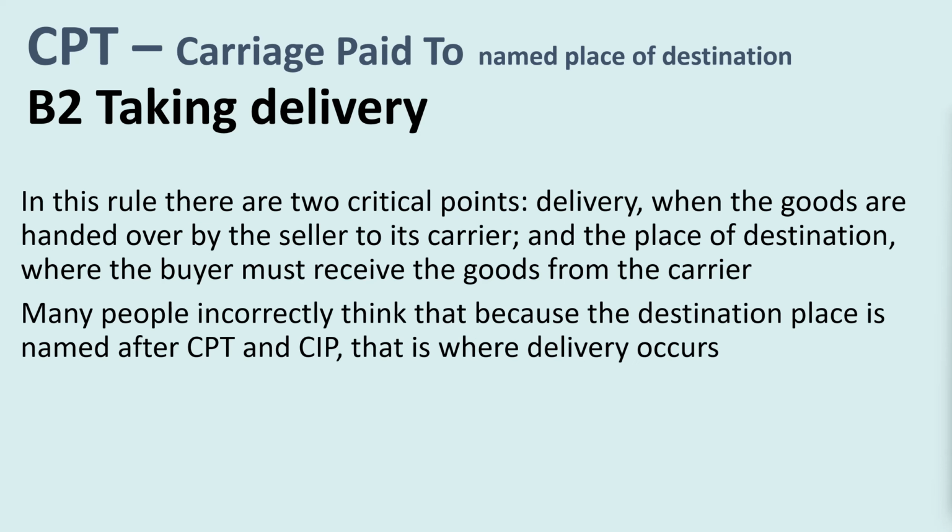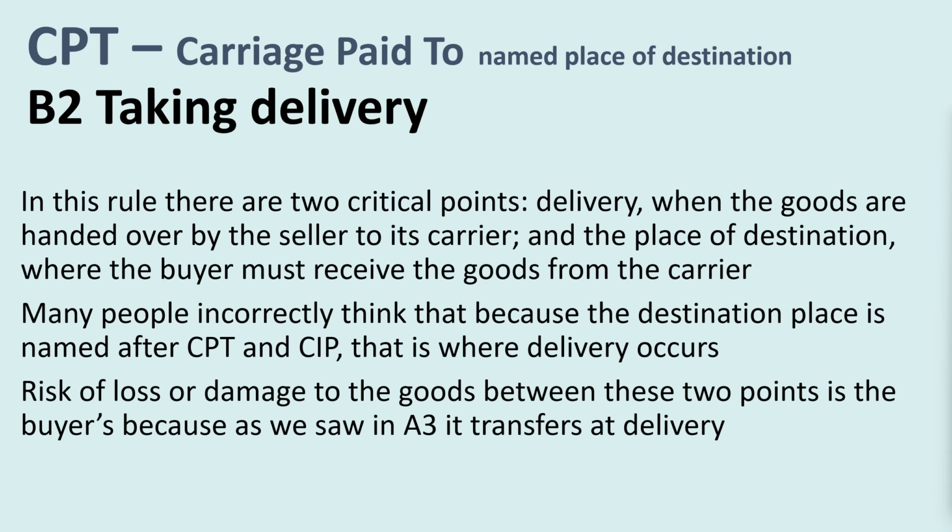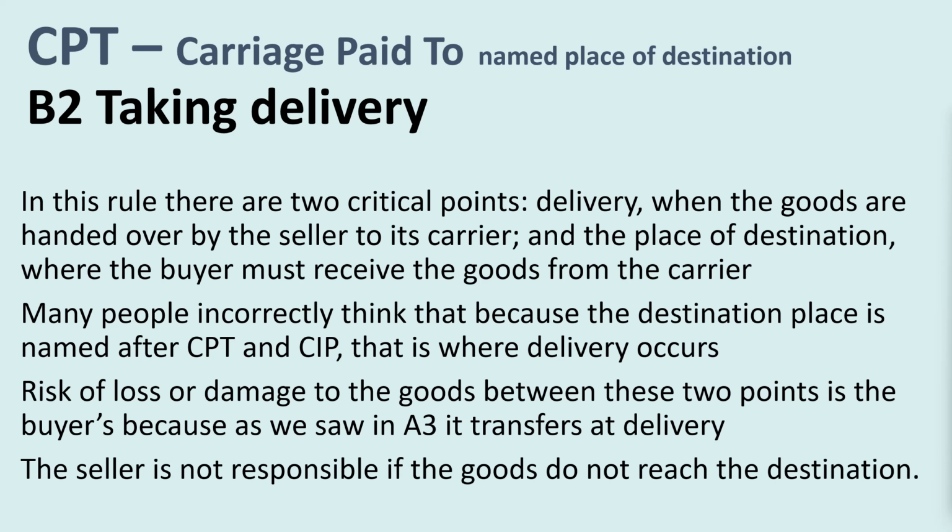Many people incorrectly think that because the destination place is named after CPT and CIP, that is where delivery occurs. But that is not correct. Risk of loss or damage to the goods between these 2 points is the buyer's, because as we saw in A3, risk transfers at delivery. The seller is not responsible if the goods don't reach the destination.